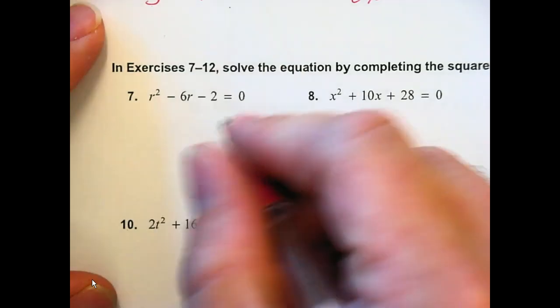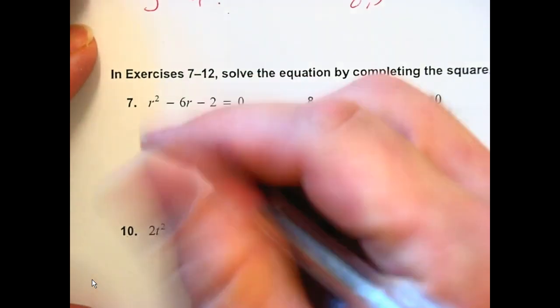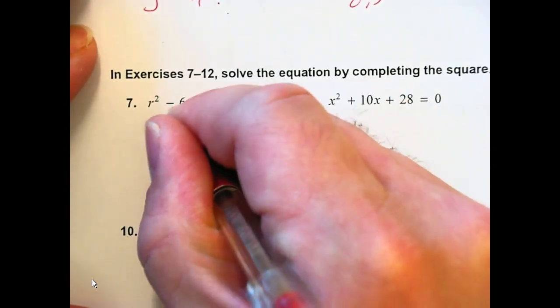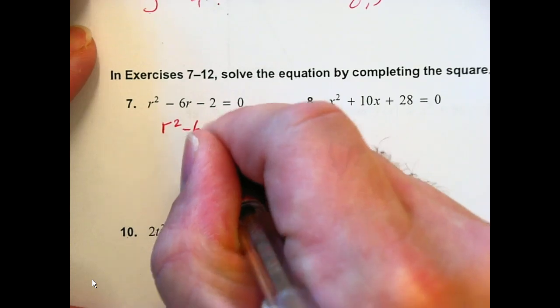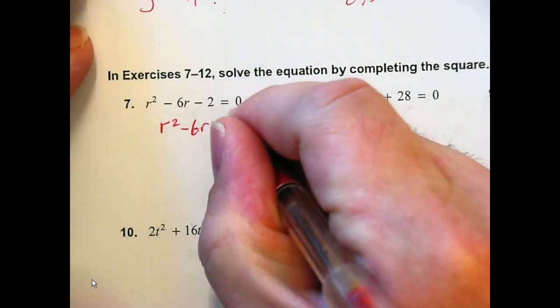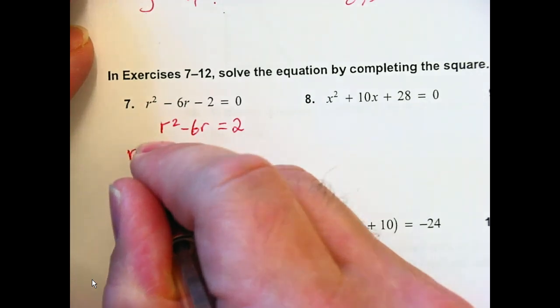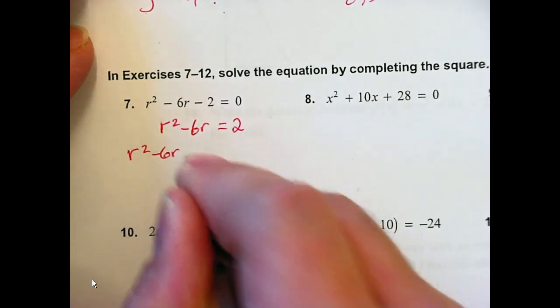So I'm going to show you the way I do it. The book walks through it a bit differently, but I think this is easier and better because I do it that way. r squared minus 6r is equal to what? It's equal to 2. Now, how did I get that? I added 2. Now, why would I do that? Because now I have an empty seat on my right. Here's the empty seat.